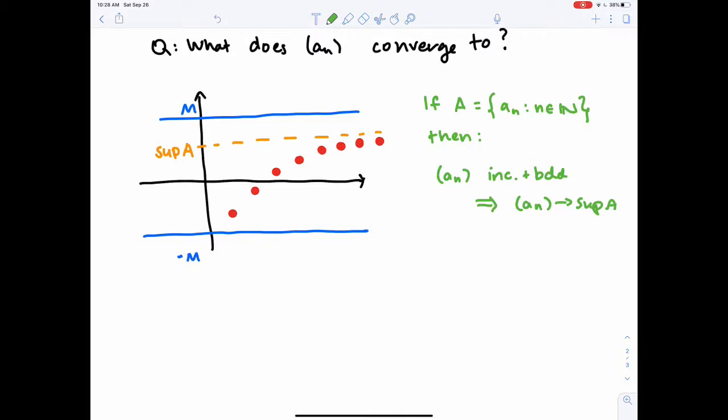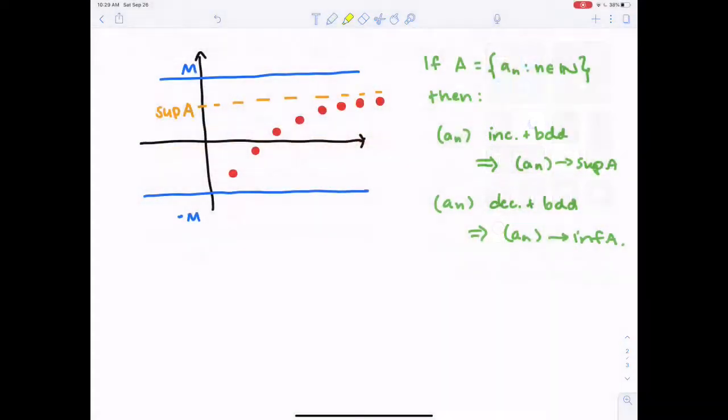And an analogous picture would demonstrate that when a_n is decreasing and bounded, a_n should converge to the infimum of the terms. So we will prove the MCT, and without loss of generality, we're going to assume that we are working with an increasing sequence, and we're going to show that the increasing sequence converges to the supremum of the terms.